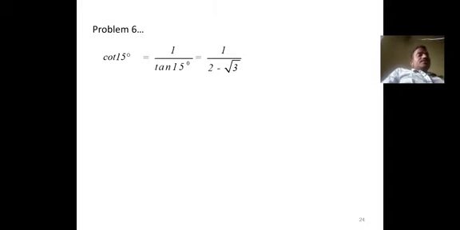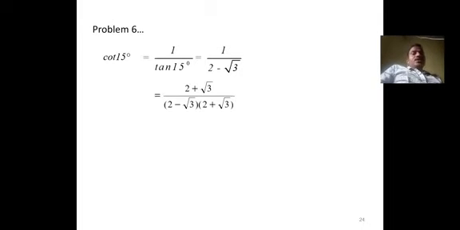Now similarly we can find cot 15. Cot 15 is 1 by tan 15, that is 1 by 2 minus root 3. After rationalizing with the rationalizing factor 2 plus root 3, you get 2 plus root 3 by 2 square minus 3, that is 1. The result is 2 plus root 3. So cot 15 is 2 plus root 3.